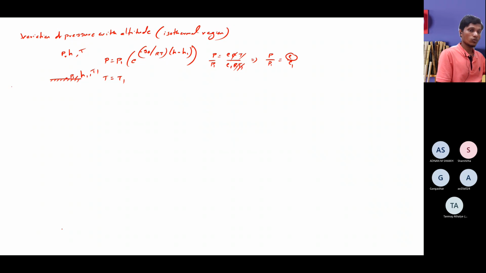Now we are going to understand how the pressure varies with altitude in a gradient temperature region, the variation of temperature with altitude in the gradient temperature region.